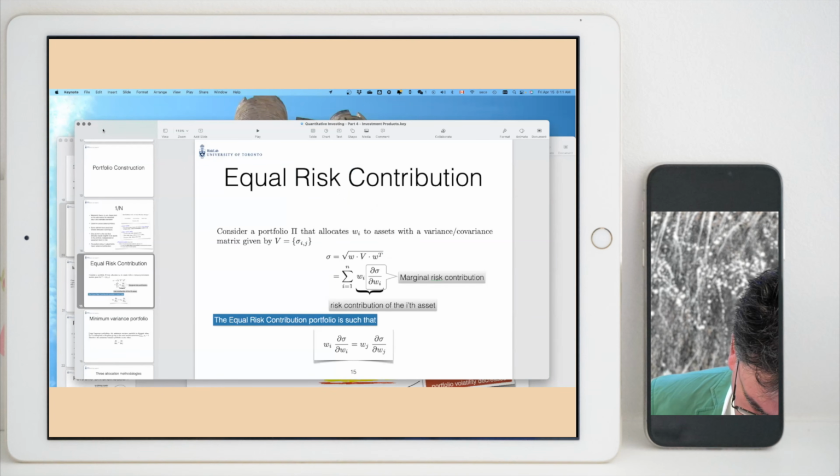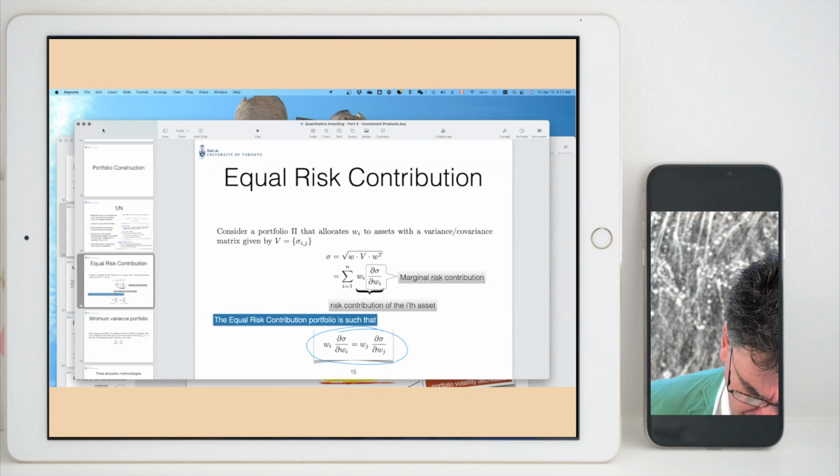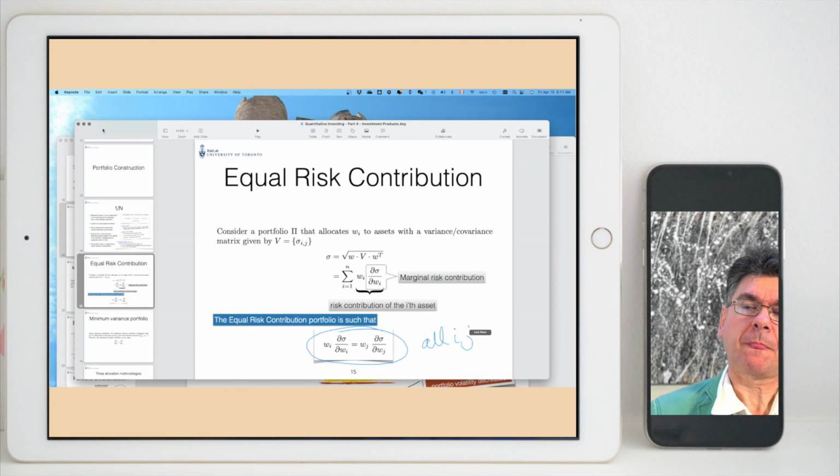Which is the same as to say that this should be true for all i and all j. And this is a system of equations, which is the system of equations you use to find out what the weights are. This requires a difficult calculation, but I'm not talking about the calculation today. I'm only talking about the allocation methodology, the allocation formula. Okay? It makes the allocation to the assets to be the same from a risk perspective.